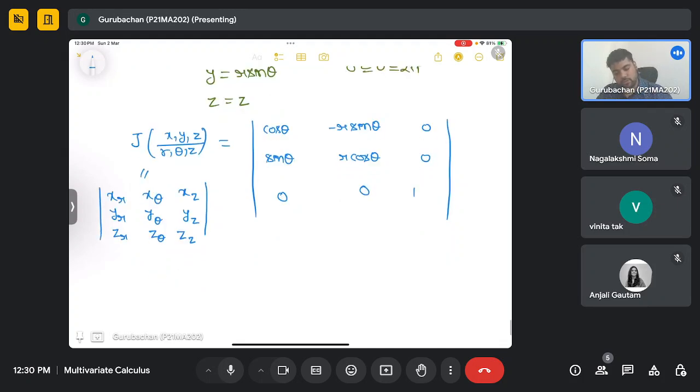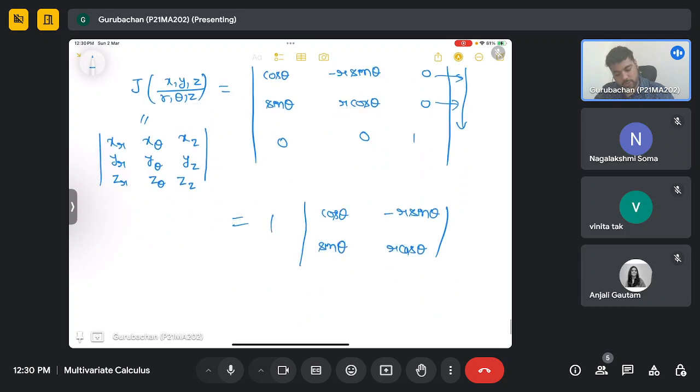Okay, so then we will expand along this column. The first entry is 0, this entry is 0, so what is left will be only this: cos theta, minus r sin theta, sin theta, r cos theta. So this will give us r times (cos square theta plus sin square theta). This will give us r. So our Jacobian is r.